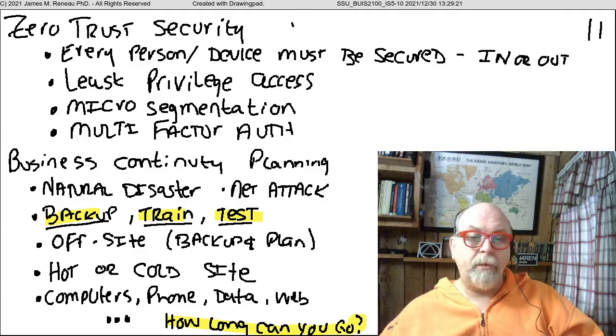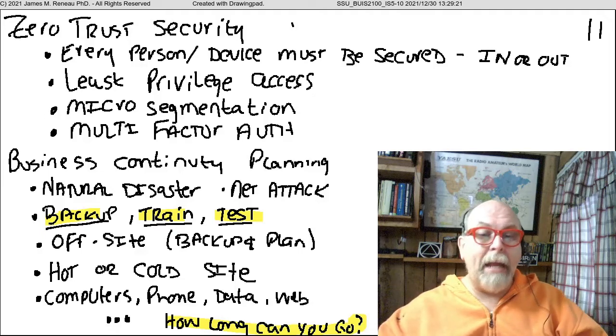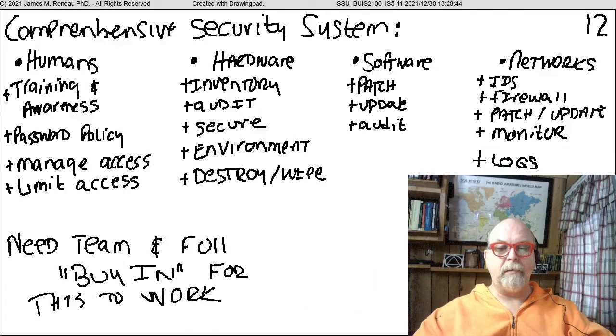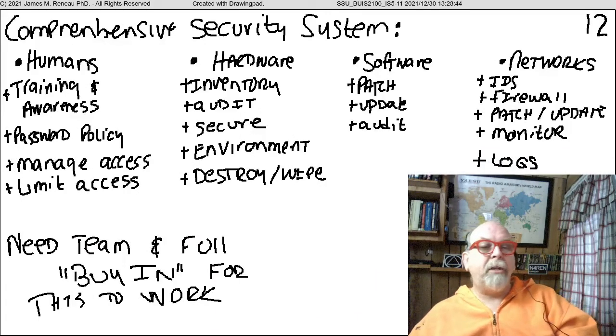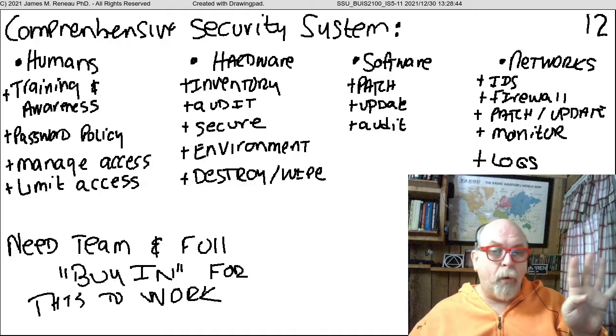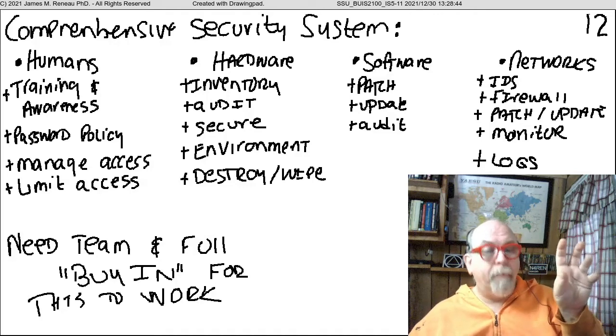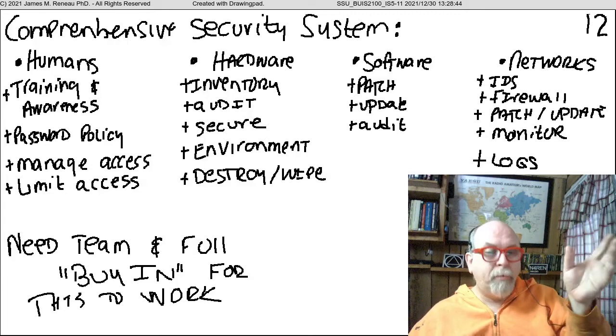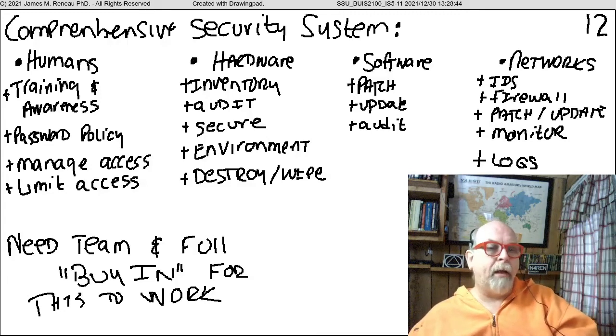Computers, phones, data, web, all of those things. It's important to plan and to know that these things can and will happen. So in a previous slide, I mentioned having a comprehensive security system, but I want us to think about a comprehensive security system in terms of four actors, four broad groups of things that I need us to look at: humans, hardware, software, and networks.